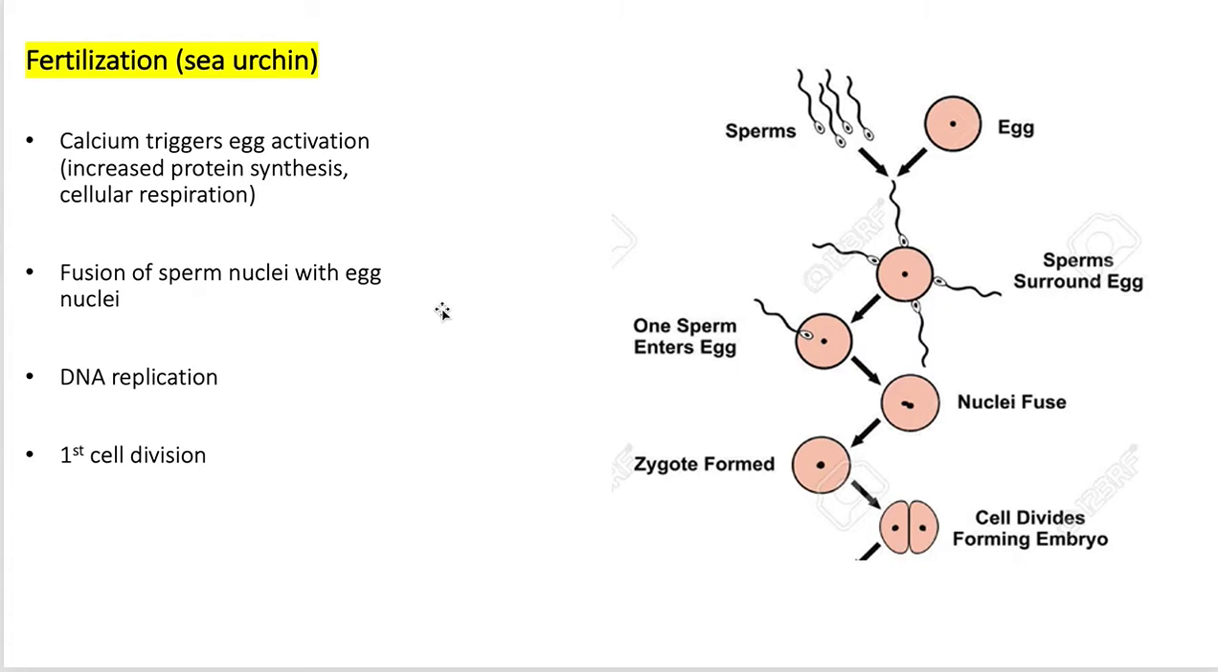Fertilization. This is sea urchin, so I can't really say that this is true for everything necessarily, but sea urchins have been studied because of the ease with which the process can be observed under microscopes. Calcium triggers activation of the egg, increases protein synthesis and cellular respiration in the egg, and subsequently there's fusion of the sperm nuclei with the egg nuclei, and you then get DNA replication and the first cell division. These are the events in fertilization of an egg by sperm in one particular animal example.